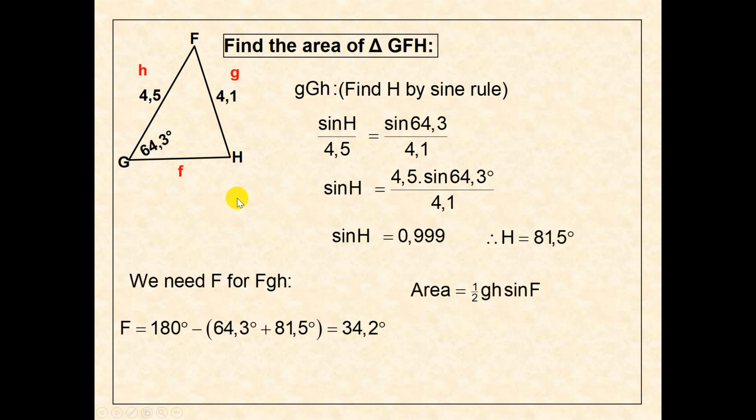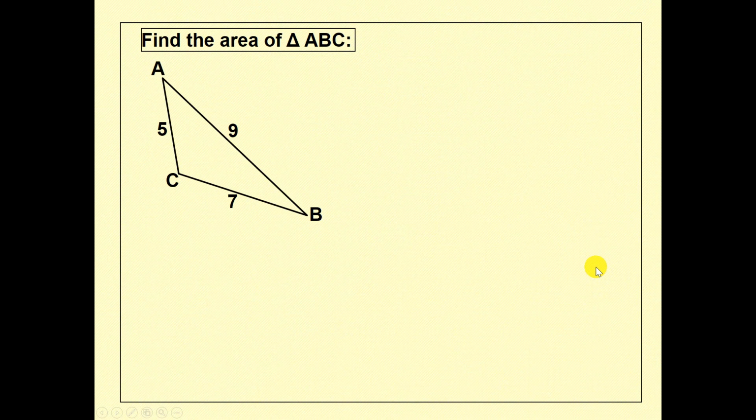Using the area rule, which is half GH sine of F, since we found F to be 34.2. So remember, g is 4.1, h is 4.5, and angle F is 34.2. We can substitute that, and we end up with 5.18 units squared.